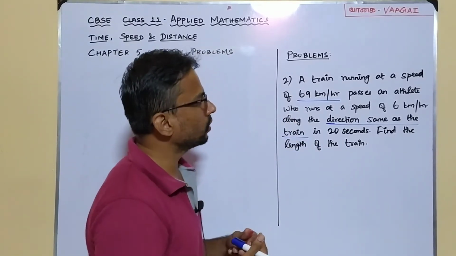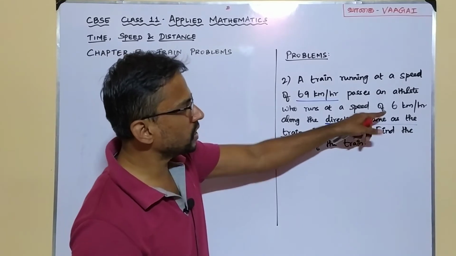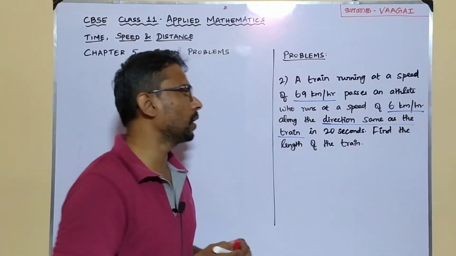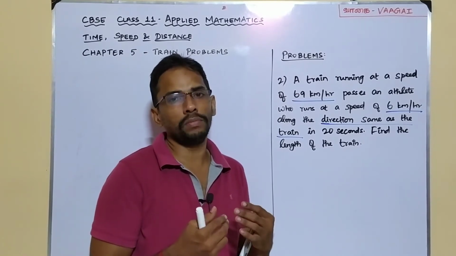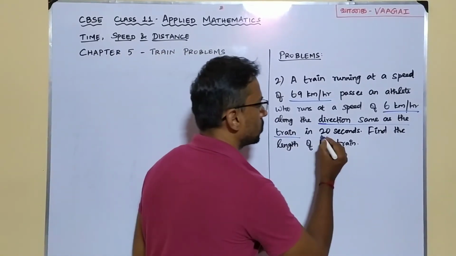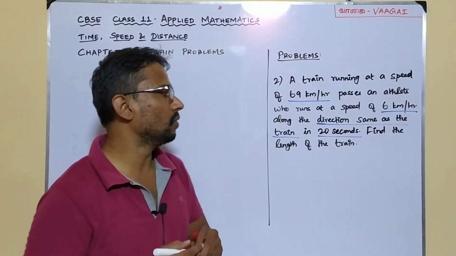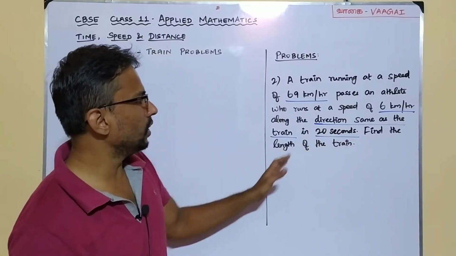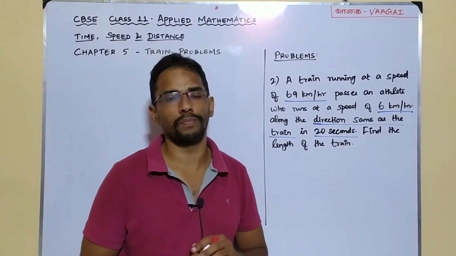And another important thing is, the athlete runs at a speed of 6 km per hour. And how much time is the train taking to cross this athlete? It is taking 20 seconds. So all the information is very important for us. And finally, what is asked in the question? Find the length of the train. That's all. This is going to be the question.